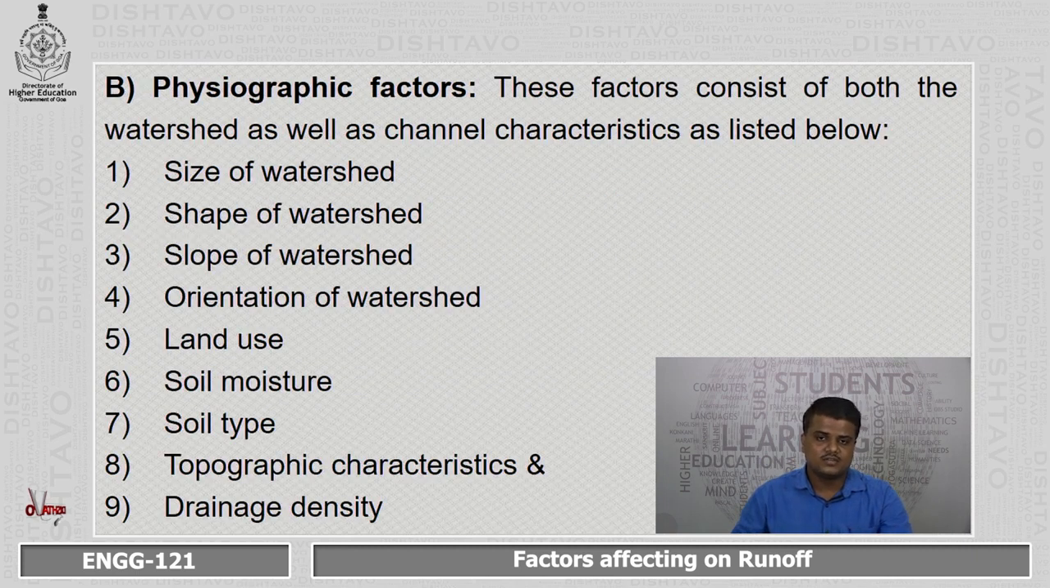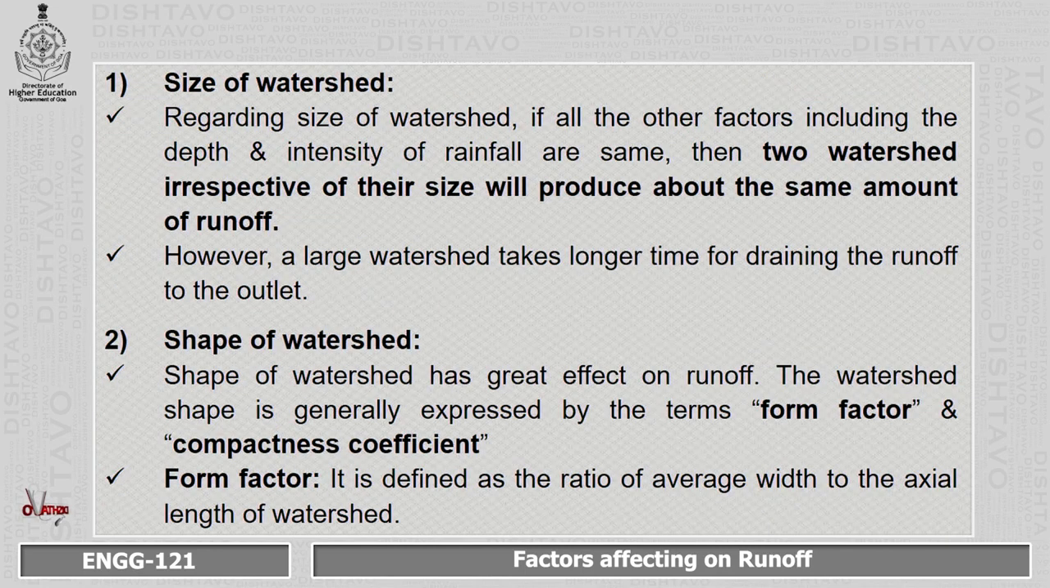Next is the physiographic factors. The second group of factors is the physiographic factors. These consist of both watershed as well as channel characteristics, as given here. Different characteristics we will study here are size of watershed, shape of watershed, slope of watershed, orientation, land use, type of soil moisture, type of soil, topographic characteristics like slope, and last is the drainage density. We will discuss all these factors in detail.